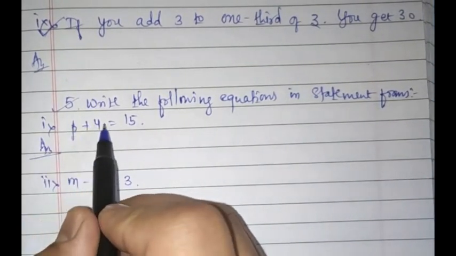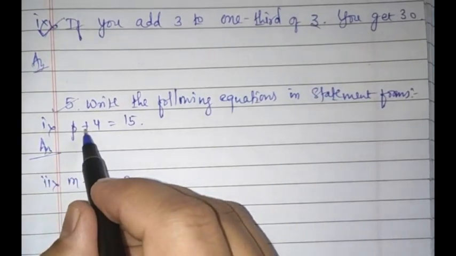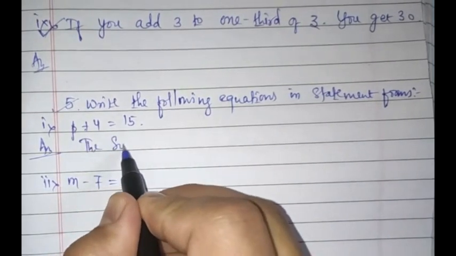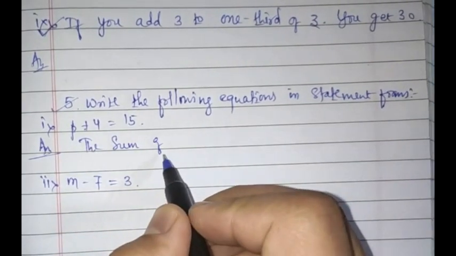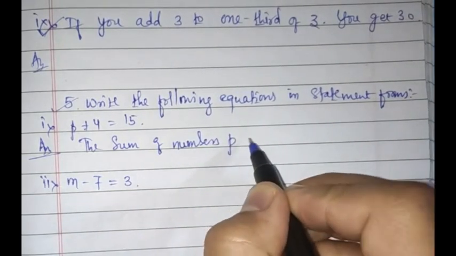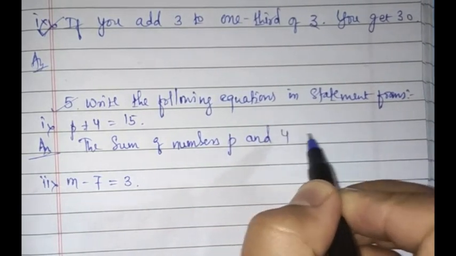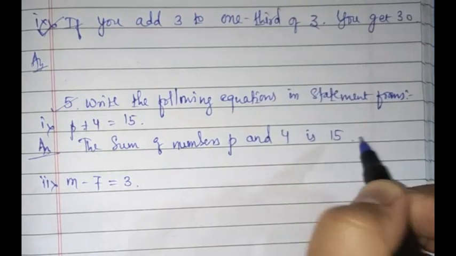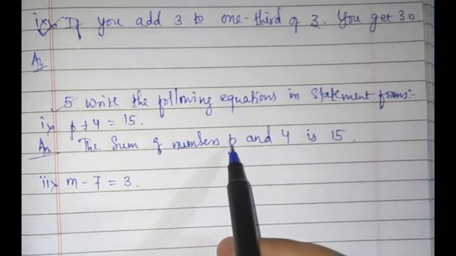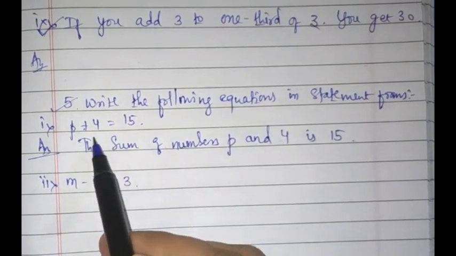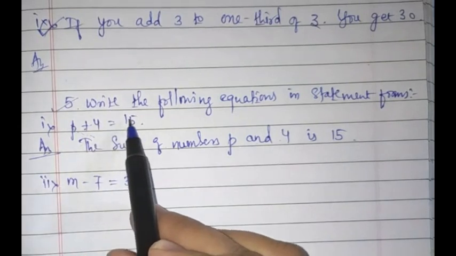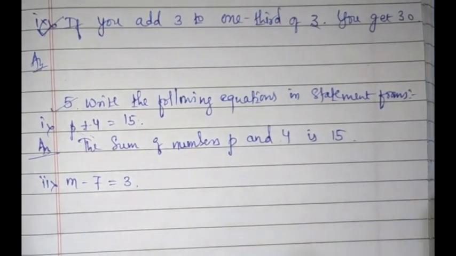p plus 4 is equal to 15. Plus means you have to use the word sum. The sum of the numbers p and 4 is 15. This means this only. The sum of the numbers p and 4 is equal to 15. Okay, it is simple.